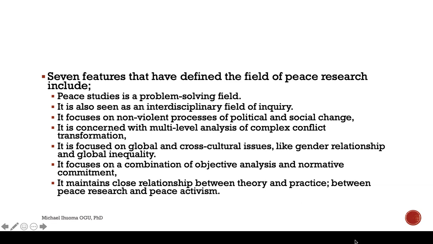Number six is that peace focuses on a combination of objective analysis and normative commitments. What do we mean? We're saying that in trying to achieve peace, there's a need for objective analysis. There's a need to be exact, to be blunt, to be objective. There's also room for subjectivity, right? There's also room for subjective analysis. So you must have a right mix of emotion and logic in trying to achieve peace. It's not just objective, logical. There's also some aspect of emotion, of norms, feelings, values in trying to achieve peace. So it's a combination of both.